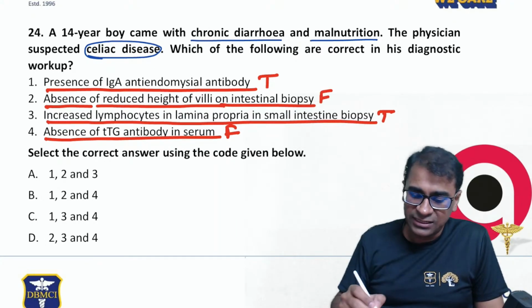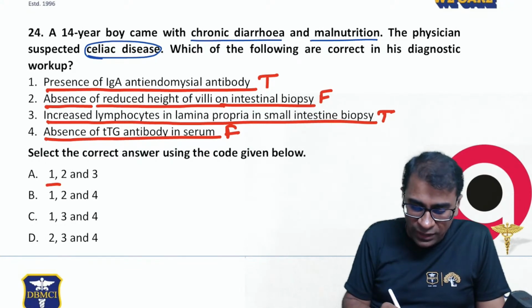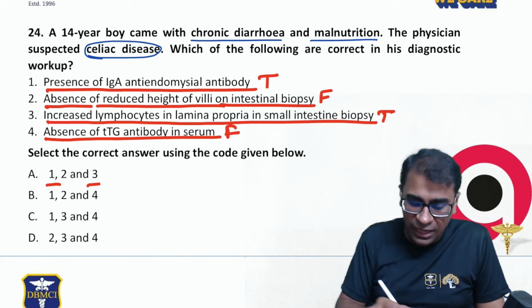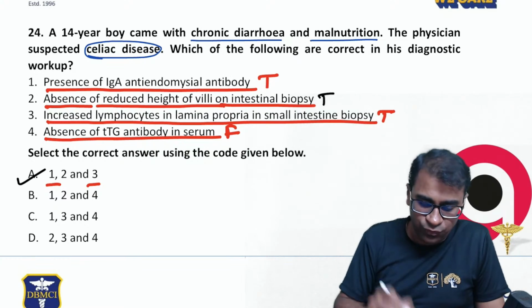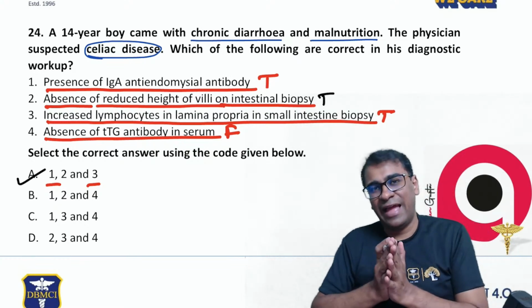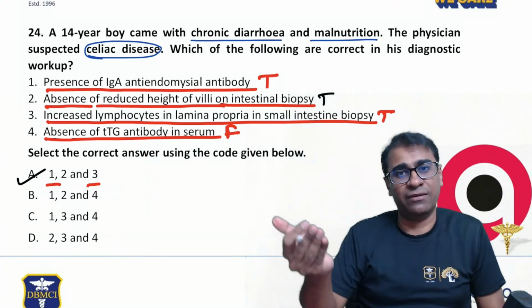But if you take it as false, then the answer would be 1 and 3, since 1 and 2 is not possible. So 1 and 3 should be the answer, but that's not possible, and therefore I am taking option 2 also as correct. The answer is 1, 2 and 3. But actually speaking, option 2 says absence of reduced height of villi. It shouldn't be like that.